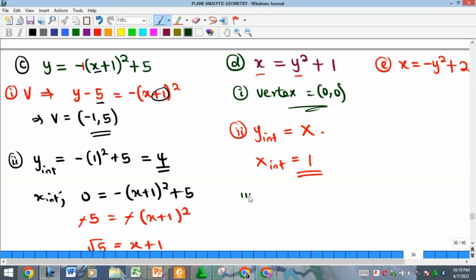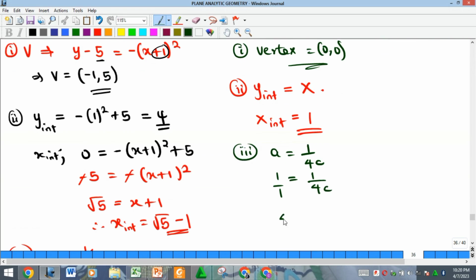And finally, for the c, remember that your a is equal to 1 all over 4c. In this case, your a is the coefficient of y squared, which is 1. And that is equal to 1 over 4c. So if we cross multiply, we will get that 4c is equal to 1. Therefore, our c alone is 1 all over 4.